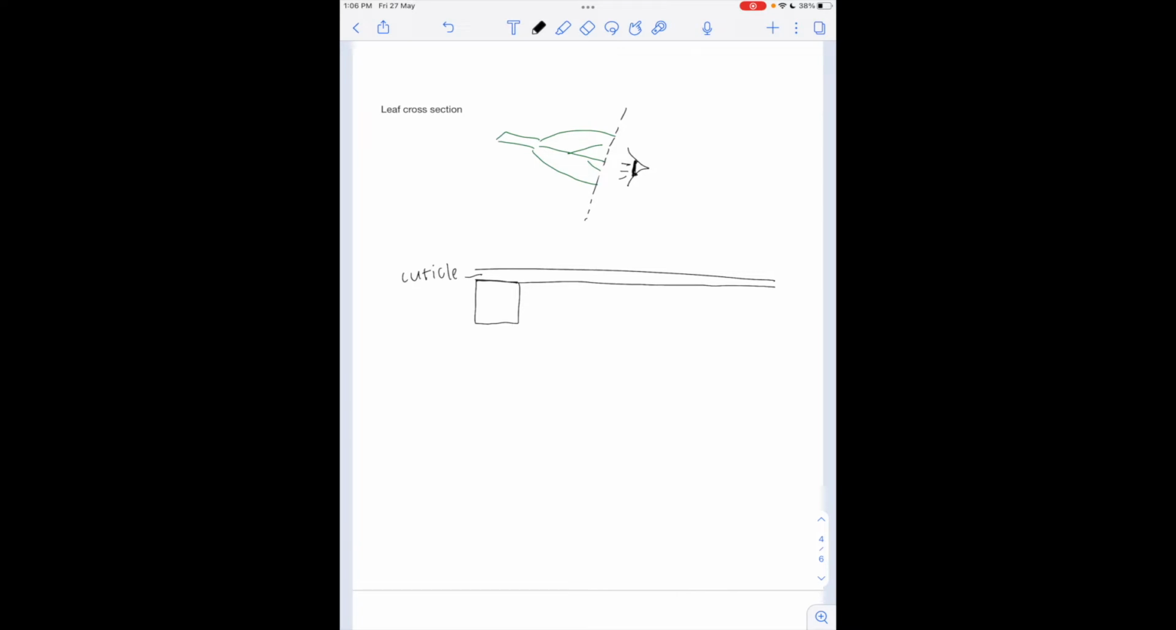Beneath the cuticle, we have what we know as our upper epidermis. So epidermis, you can always think of it as like a skin layer, so the protective layer. Now, beneath our upper epidermis, we have the palisade mesophyll layer.